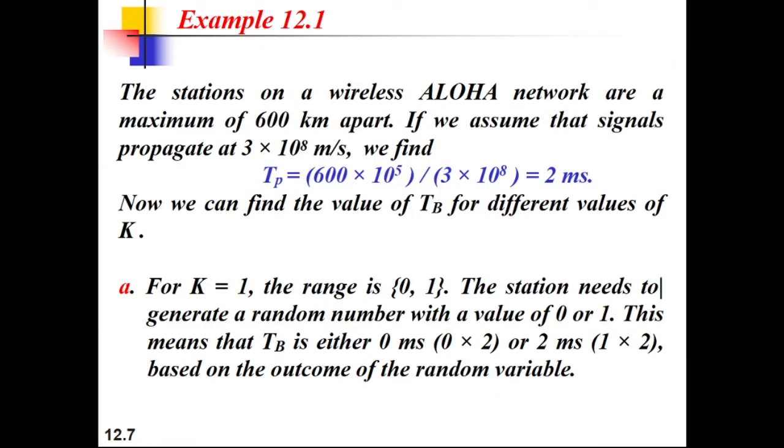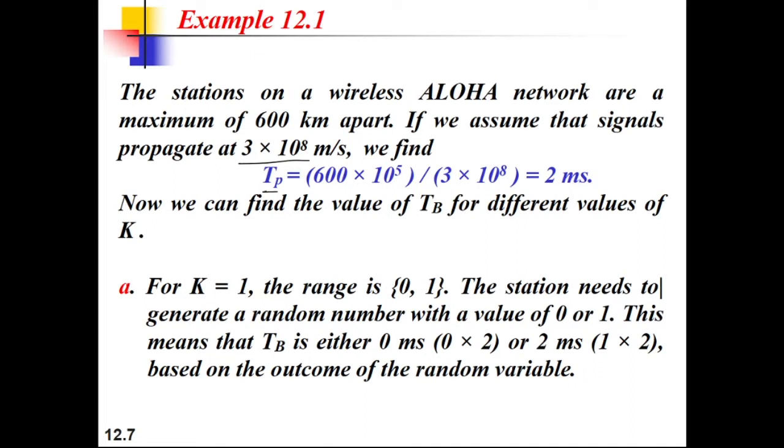So this is an example of pure ALOHA. Suppose the stations on a wireless ALOHA network are a maximum of 600 km apart. If we assume that signals propagate at 3 × 10^8 m/s, then we have to find out the propagation time. So this is the propagation time, that is Tp equal to 600 × 10^5 divided by this, so this is 2 milliseconds. Okay, so this is the propagation time.